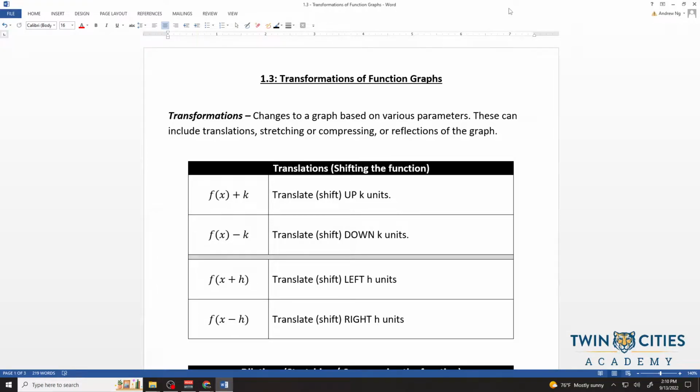It's as if we're taking the graph, picking it up, and then setting it back down, maybe in a different spot. So to move it up or down, I take that f of x and I add or subtract a value of k at the end. If I add, I go up. If I subtract, I go down.